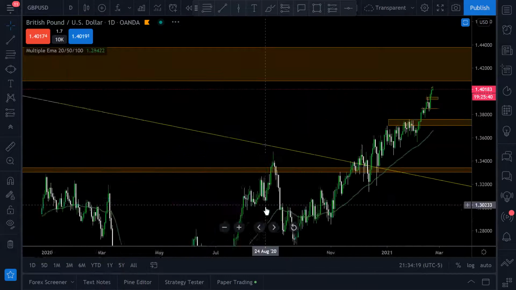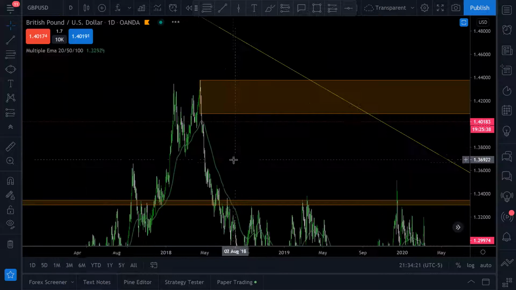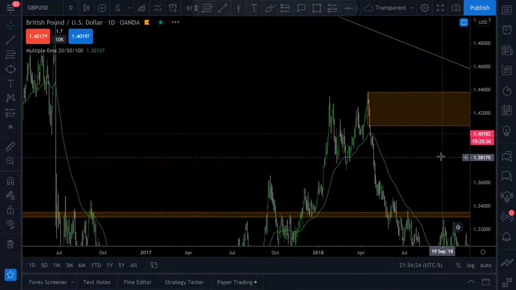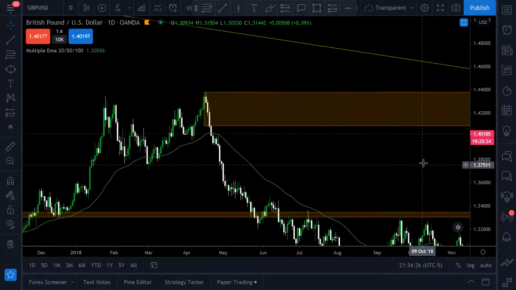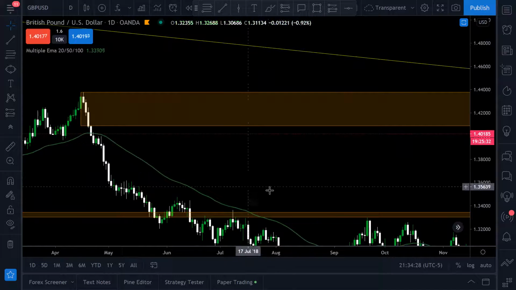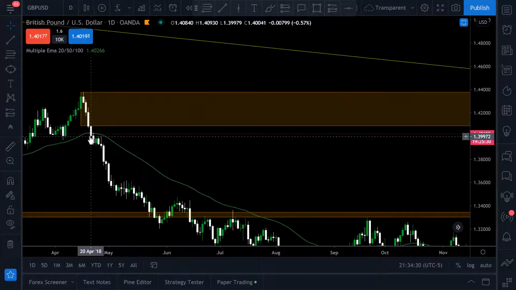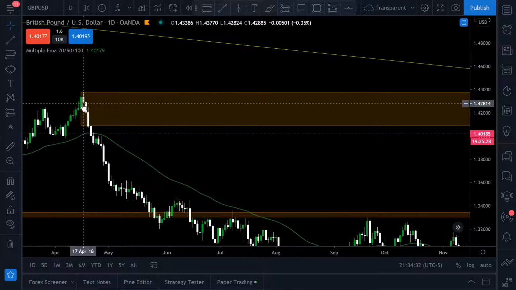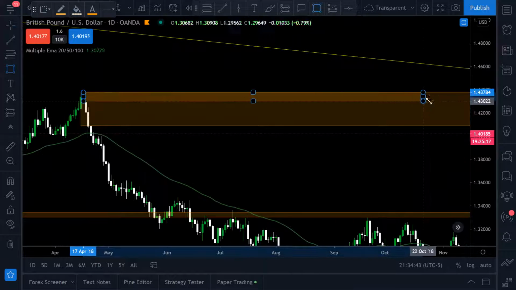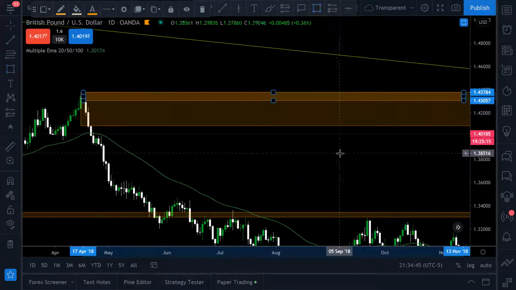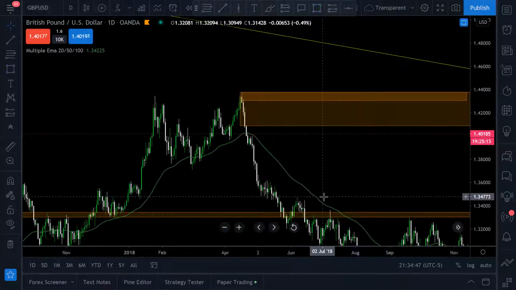Let's go to the daily. First thing I want to do is look at that weekly supply area that I brought to your notice. Inside of this weekly supply zone is a daily supply zone. I need to point that out because that makes it really strong when it's already embedded in another zone from a higher time frame.